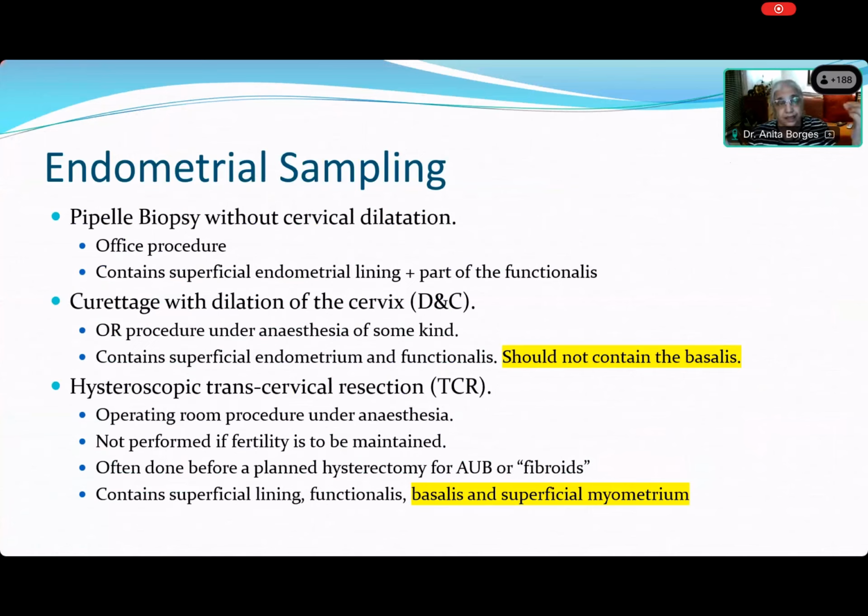All right, in the curettage, you will get superficial endometrium, you will get a lot of the functionalis, and as I said before, it should not contain the basalis. That is what our standard curettage should contain. Then you have what is called the hysteroscopic, that is, under a hysteroscope. Of course, the patient has to have a dilatation of the cervix, so this cannot be done as an office procedure. It has to be done under anesthesia.